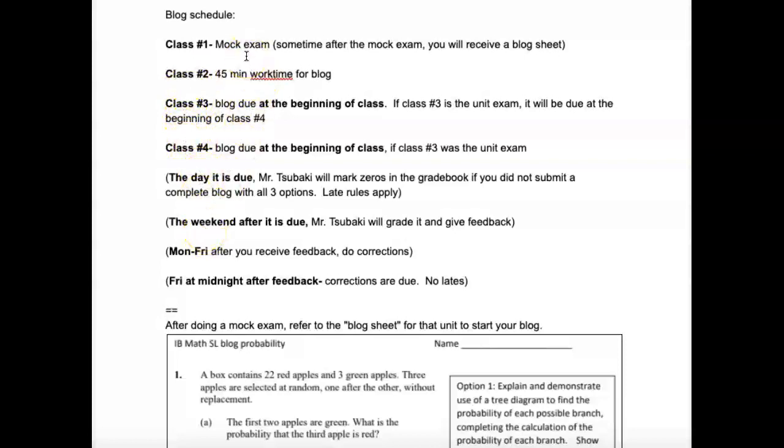So the first class that has to do with the blog is the mock exam class. Usually right after the mock exam, if we're on campus, I give you the blog sheet so that you can start taking a look at it right away if you want to. Okay.